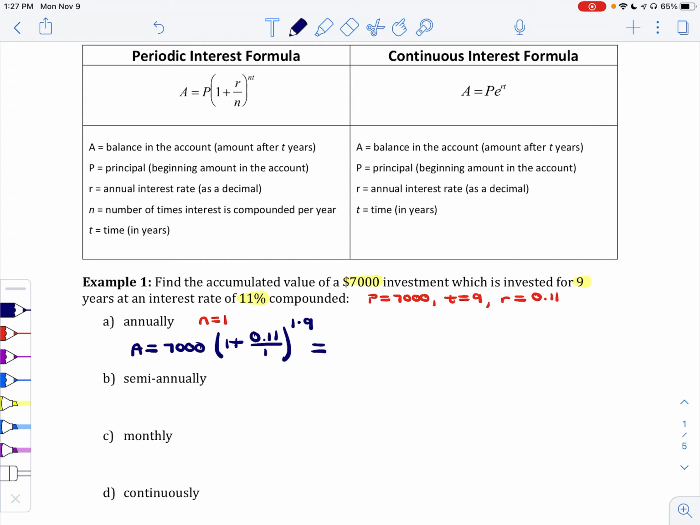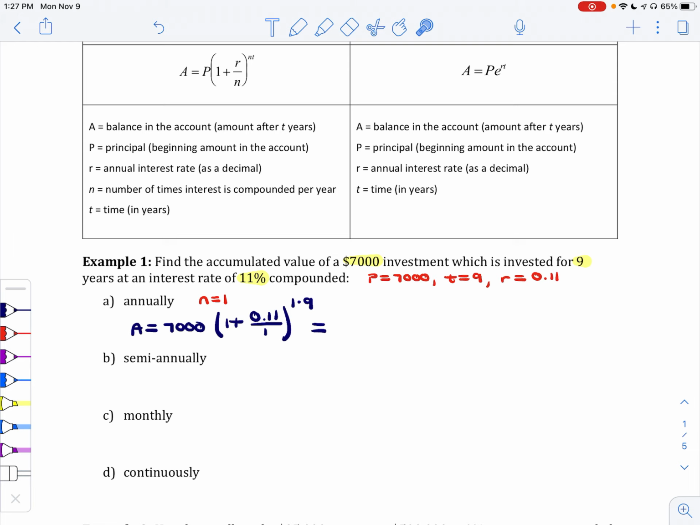All right, now when you plug this into your calculator, be careful to either make sure you use enough parentheses or plug it in steps. So if you want to just plug it in steps, what I would recommend is plug in the fraction 0.11 divided by 1 and then hit enter, and then plus 1, enter, raised to the power of, and in parentheses, 1 times 9, enter, and then times 7,000. So do it in a bunch of steps, right?